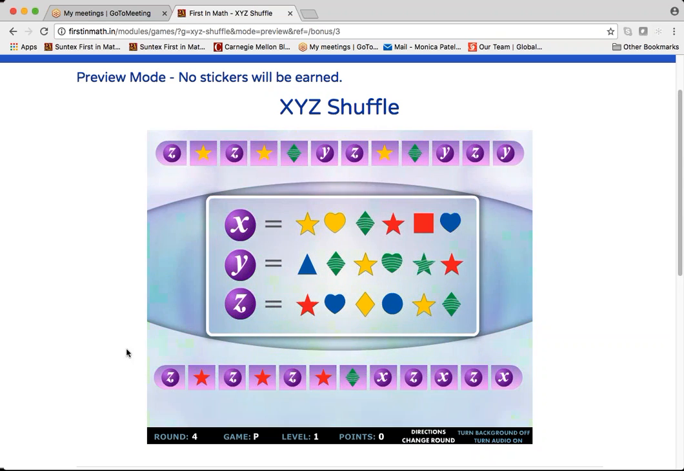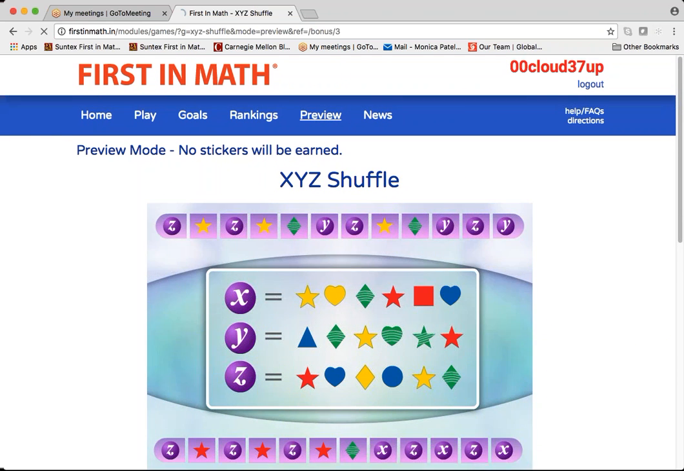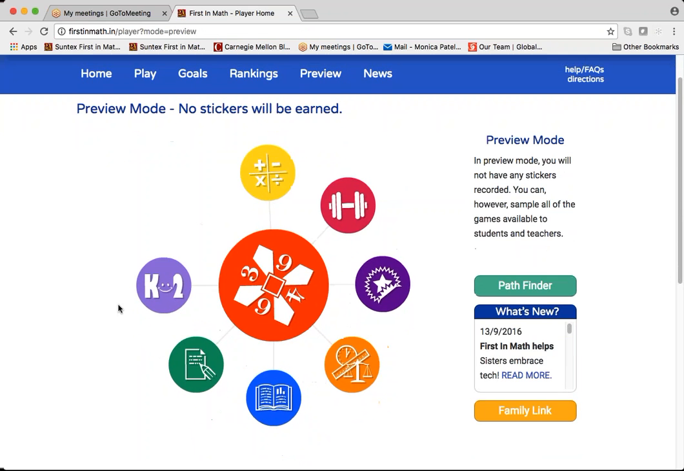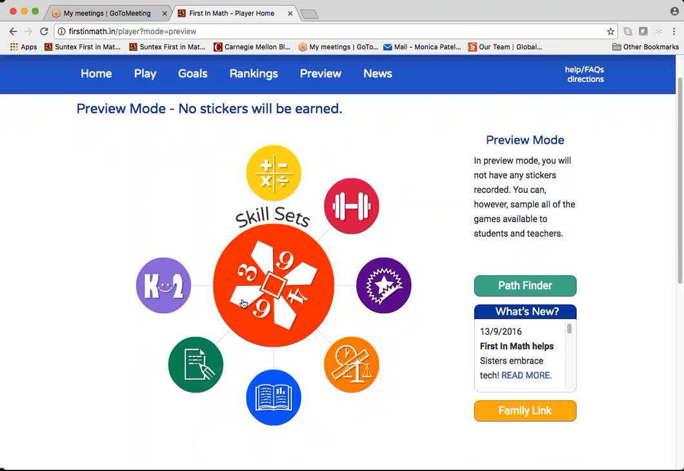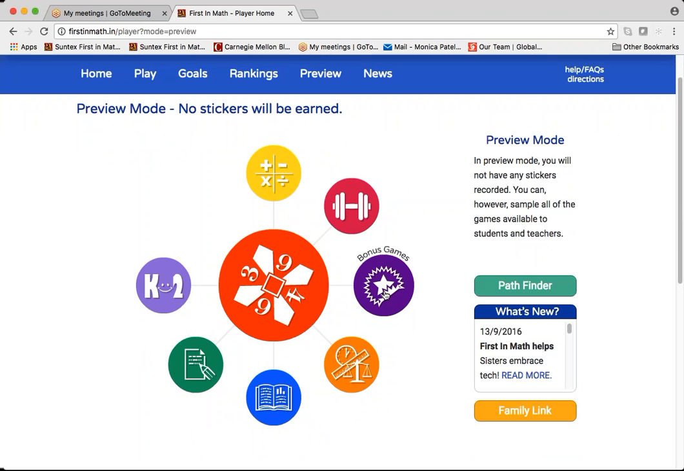All right. So students can use bonus games and skill sets as a tool to find what is their learning level and then move up from there. I use it for diagnostic purposes as well. Skill sets are very good diagnostic. Whatever their needs are, they can go to bonus games and practice. Okay. That would be the end of skill set and bonus games recording.